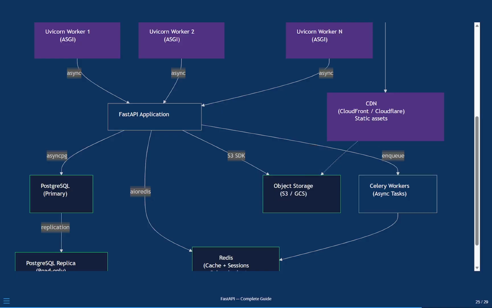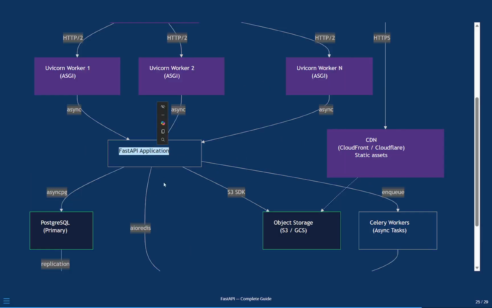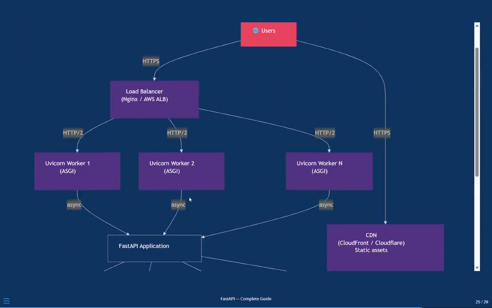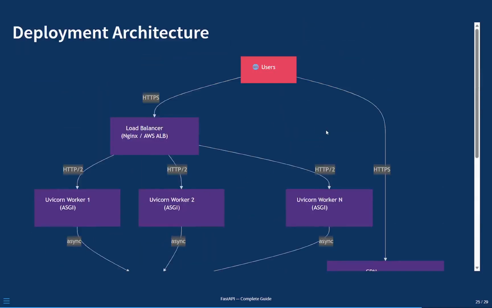S3, or Google Cloud Storage, holds user-uploaded media files. The CDN is configured to serve directly from S3 for media, so upload retrieval never touches your application server. This architecture scales each layer independently. More web workers, more Celery workers, read replicas. Each can grow without touching the others.